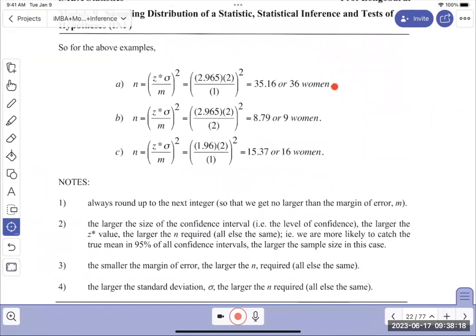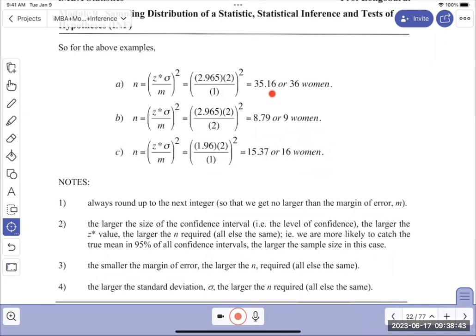So this is the highest, right? 36 women for greater precision and greater confidence. You're going to need a sample of most women, 36. In this case, we allow a larger margin of error, so we only need 9 women. And in this one, we allow not a larger margin of error, but less confidence, and so it's only 16 women.